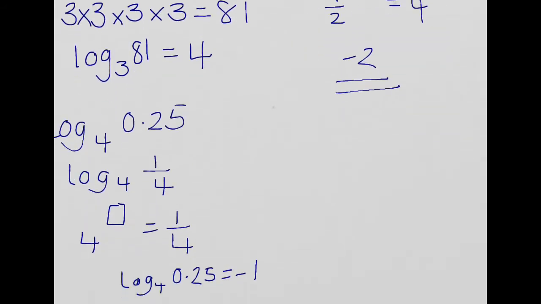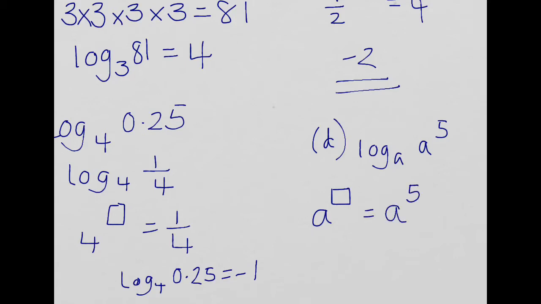And D is log of a to the 5 to the base a. So I'm saying here my base is a, and a to a certain power is equal to a to the 5. So what would that be? It would be 5. Now, they're worth going back over and rethinking about and checking you fully understand them.